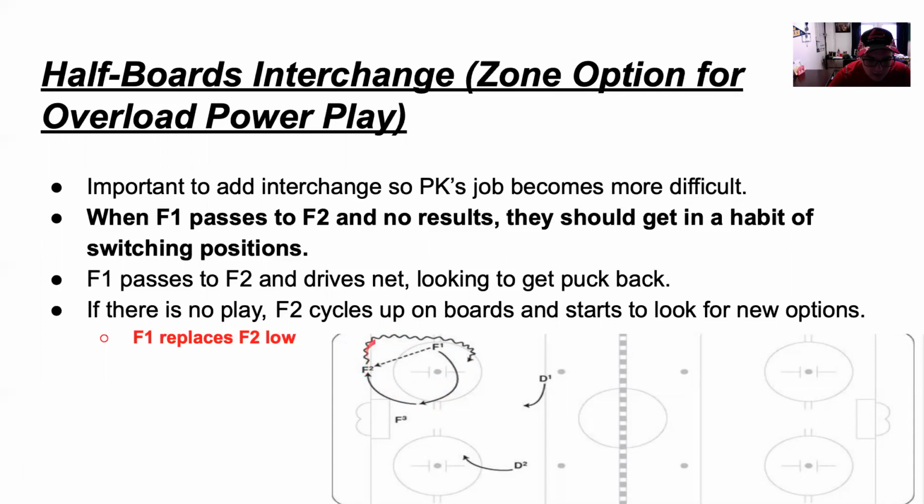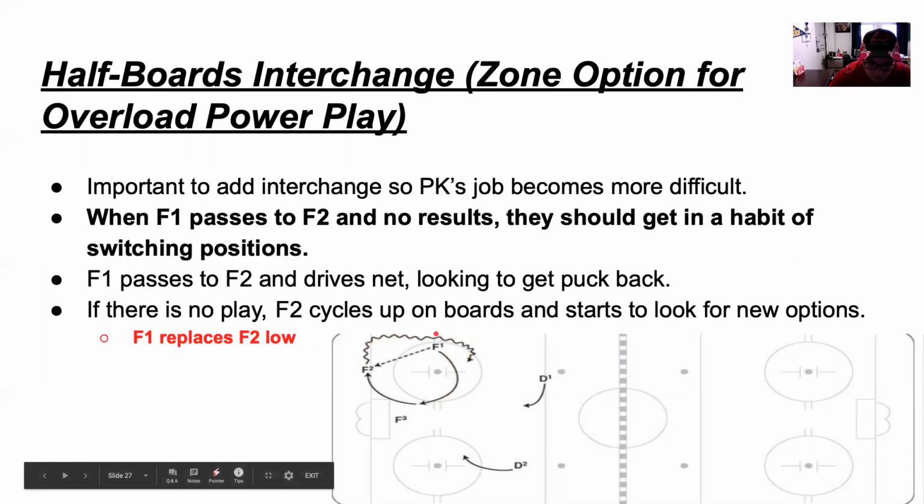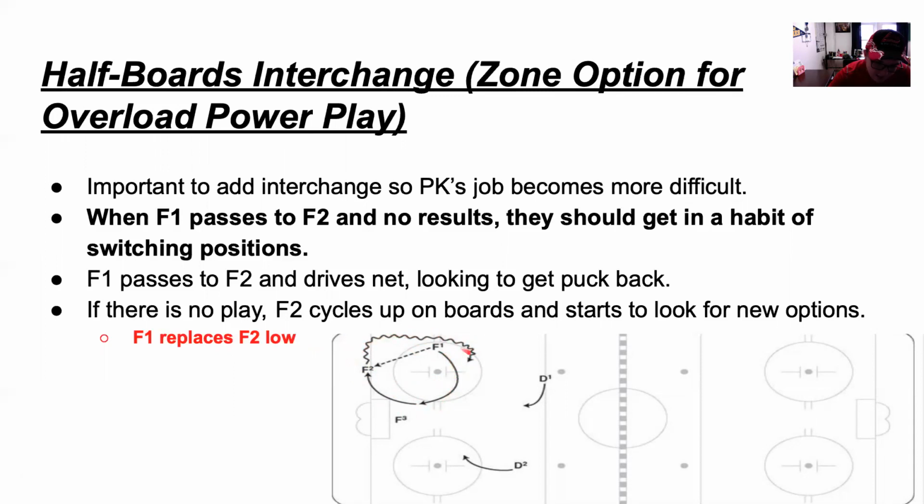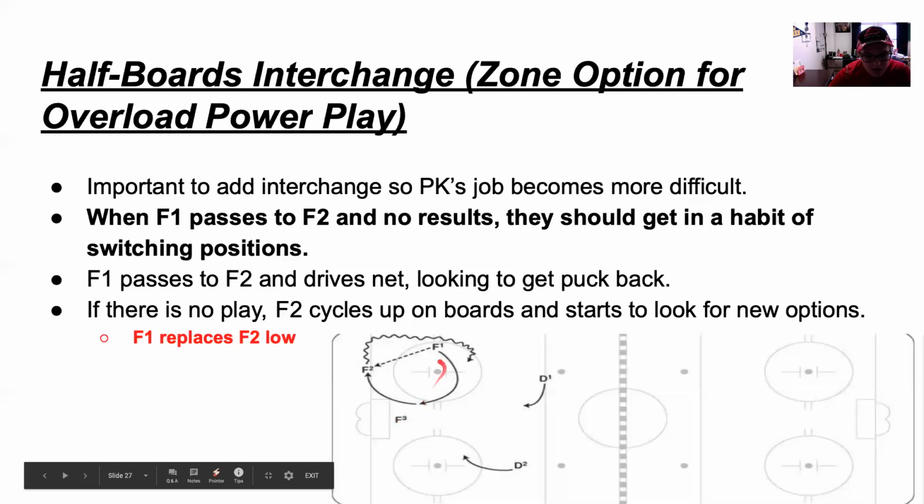F2 could either come up and play back to F1, and F1 can regain the puck while F2 goes to the net at the same time. Or F2 can make a pass to D. It just depends. If there's no play, F2 has a cycle, and then F1 will come back in. Usually we want to pass it up to D here.